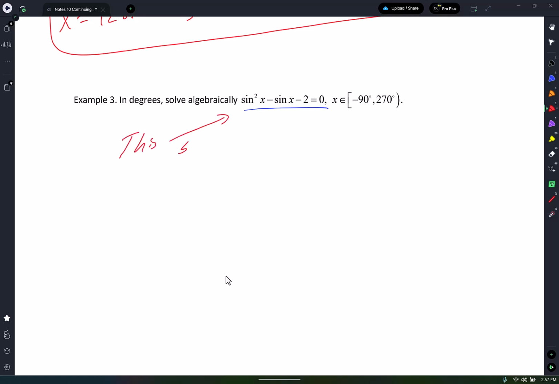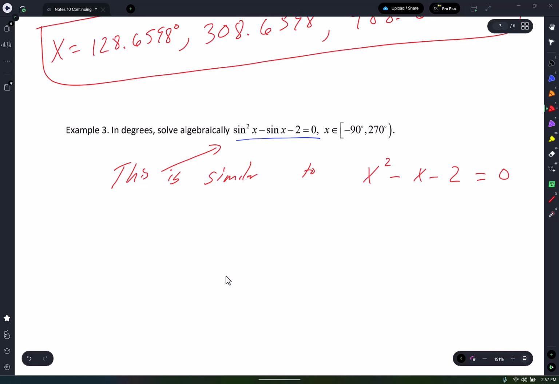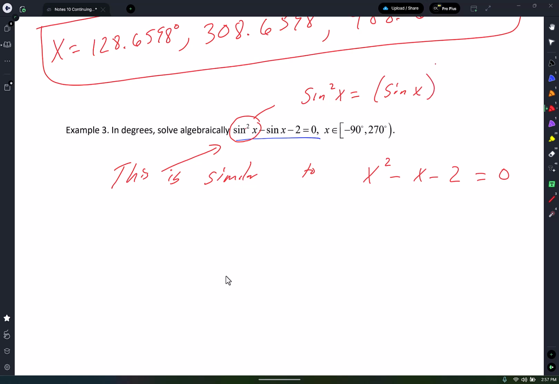This is similar to x squared minus x minus 2 equals 0. Real quick, you see how this says sine squared? You see how the squared's right after the n? So sine with a square on the n, x means sine x, close it, squared.